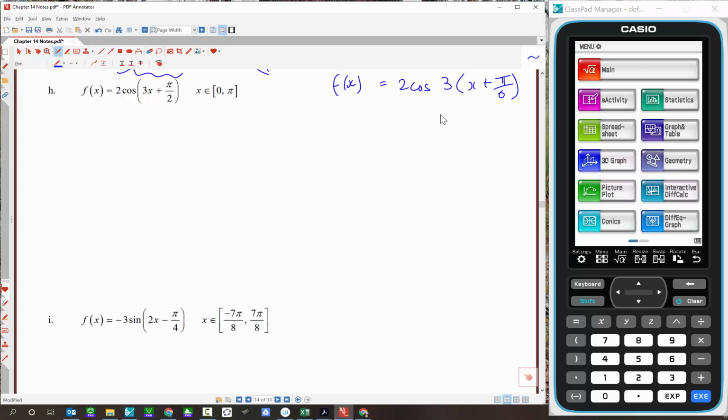All right, so let's work out what we've got. Our amp is 2, period is 2 pi over 3. And our scale is going to be 2 pi on 3 over 4, which is going to be 2 pi on 12, which is pi on 6. Now again, that scale matches the translation, which is very convenient.